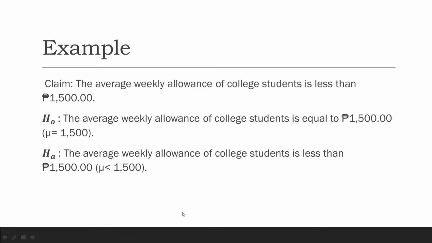So, paano ba natin ito mapapakita sa ating bell curve? So, first, let's draw a bell curve. So, let's say this is our bell curve. And since we have the less than, so pag less than yung ating symbol, nasa left tail yung ating rejection. So, therefore, the rejection area is in this part.